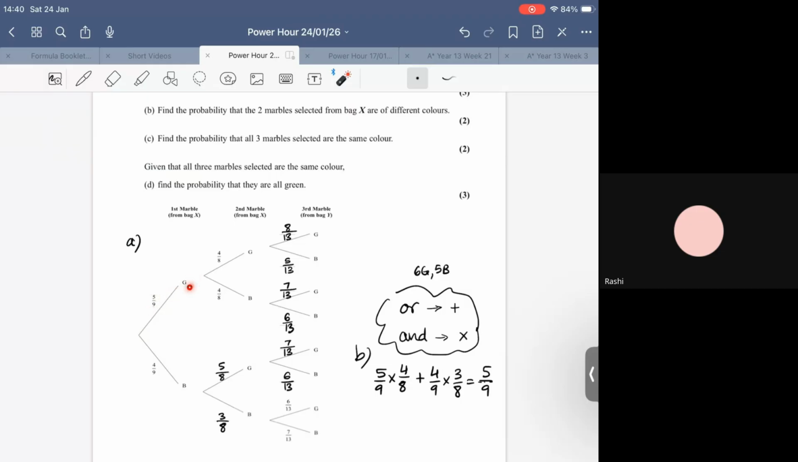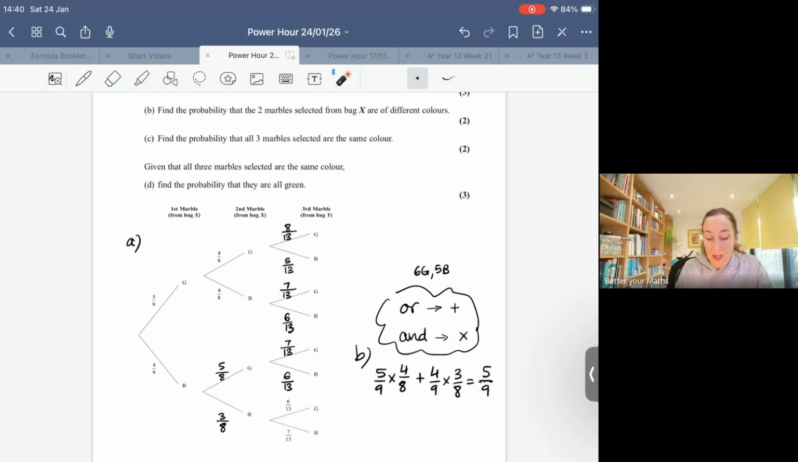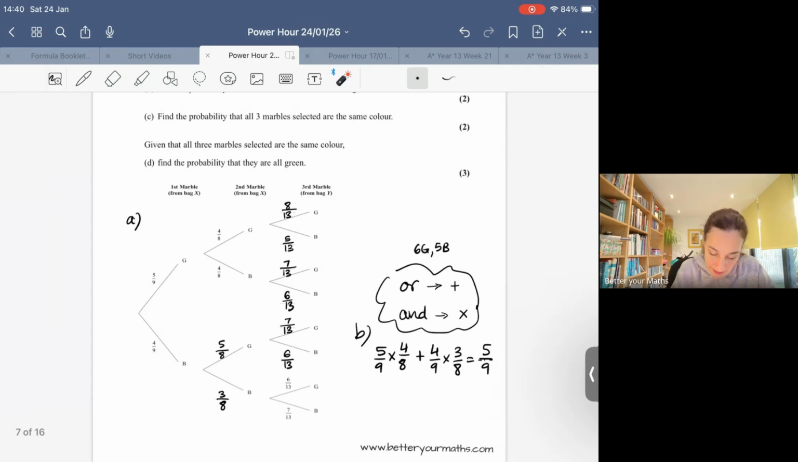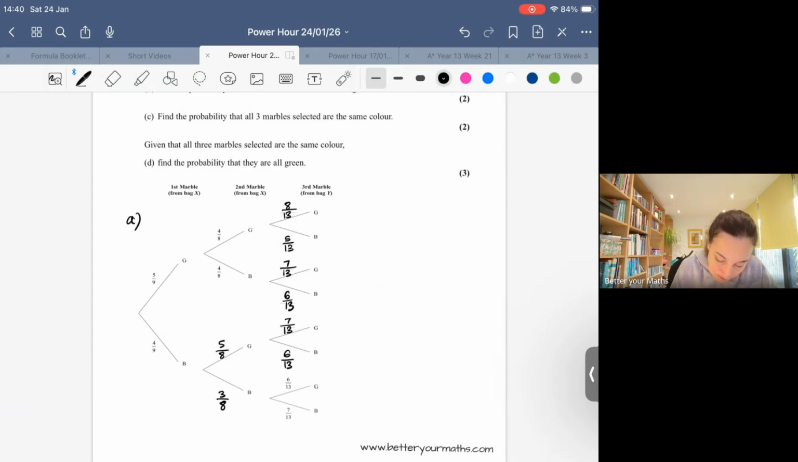Times green, green, and green, then times blue, blue, and blue, and added together. Excellent. Exactly. So I'm going to do green multiply green multiply green plus blue multiply blue multiply blue. So how would I find the number? I don't have the space, so I'm going to delete this just to be on the same page.